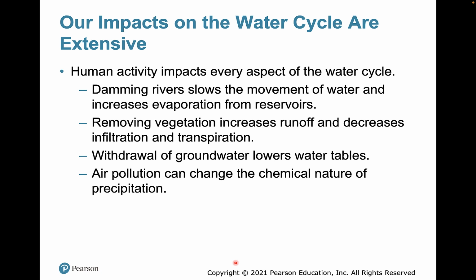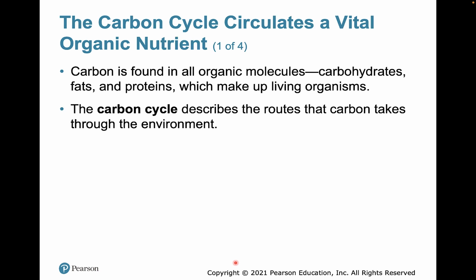So how are we messing with the water cycle? We're damming rivers. So we are slowing down the progress of these rivers to generate hydroelectric power. And we're putting all of this water in one spot, so we're increasing evaporation. When we remove vegetation, right, when we clear for farming and whatnot, it increases runoff. So the water doesn't get a chance to soak back into the ground to recharge aquifers. We are pulling water out of the ground faster than it's going back in. So we're lowering the water table, and we're going to talk a lot down the line about air pollution and how that's changing the chemical nature of precipitation.